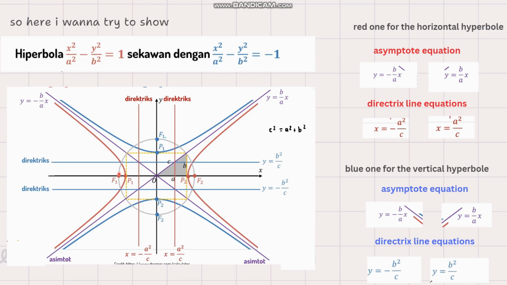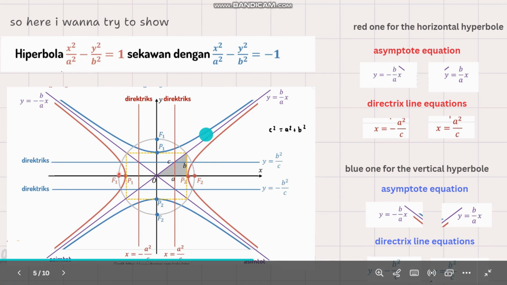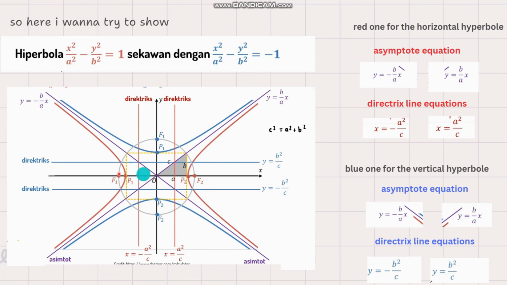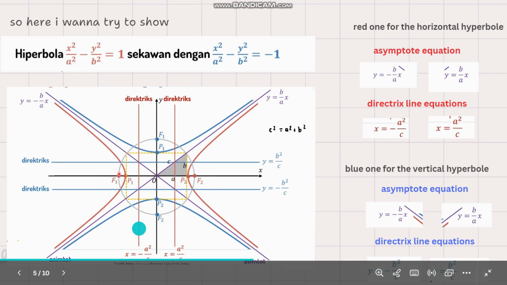For the horizontal hyperbole, we can draw the graph like this and like this. With the fixed points being P1 red and P2 red, and the focus points being F1 red and F2 red. With the direction lines, this and this, with the equation x equals to plus minus a square over c.